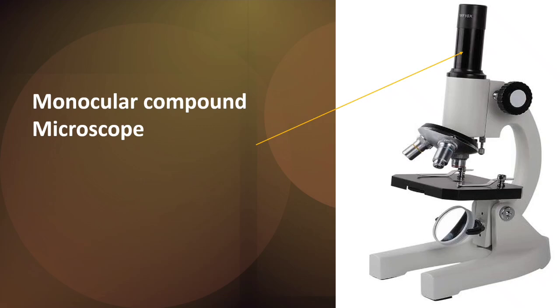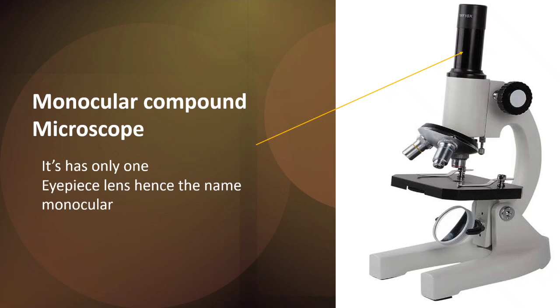Now, the reason why we call it monocular is because the eyepiece lens is just one. Okay, the eyepiece lens is just one, so that's why we call it monocular, but it is a compound microscope. The reason is because there is a lens here at the top, at the eyepiece, and another lens at the objective lens area. So it's still a compound microscope, but a monocular microscope, with only one eyepiece lens.